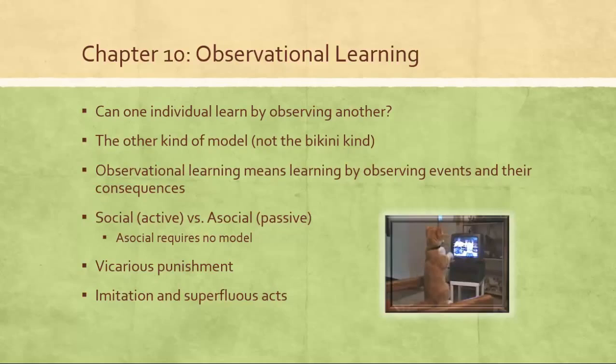There are types of observational learning. Traditionally, observational learning is defined as learning from the experiences of a model. This definition may be a little too simplistic. Observational learning means learning by observing events and their consequences. And by the way, a model does not mean somebody on a catwalk. It means somebody who is doing something that you might do.